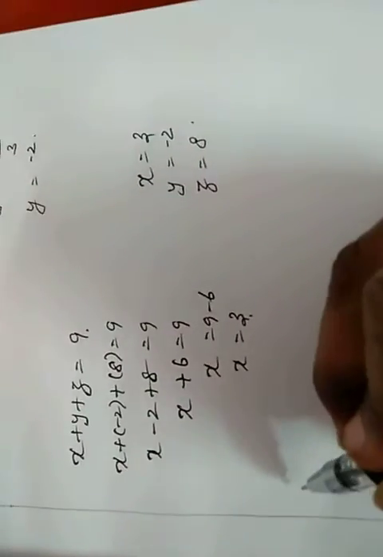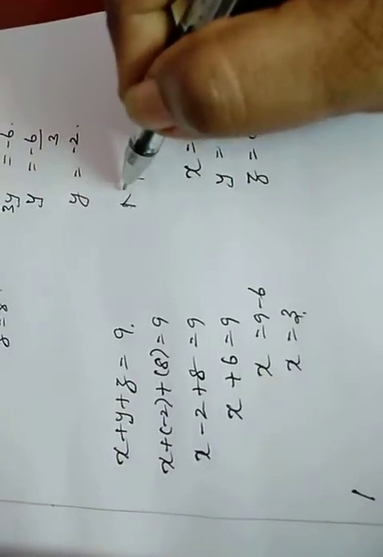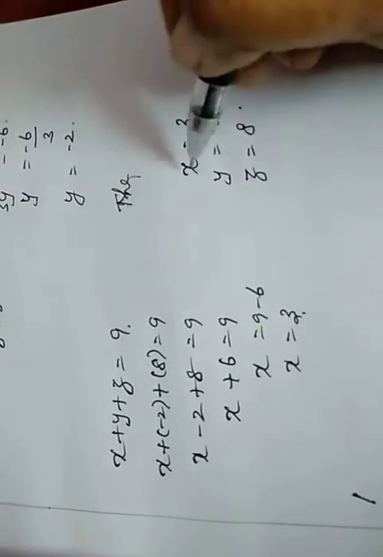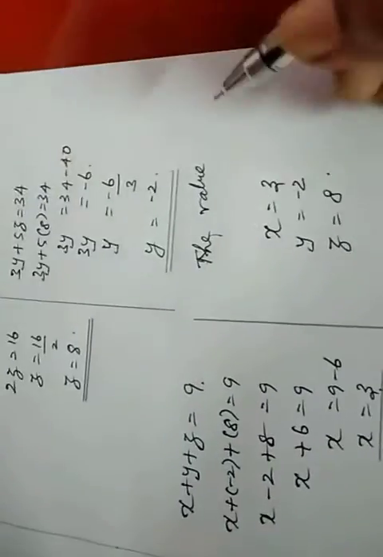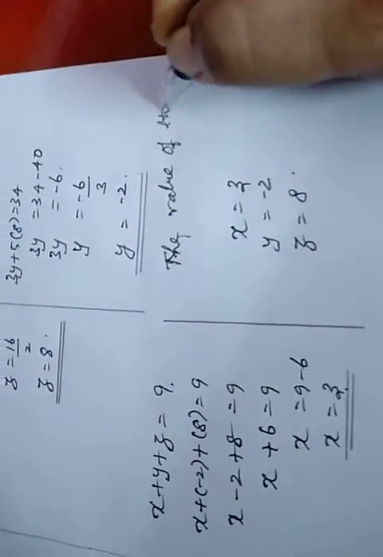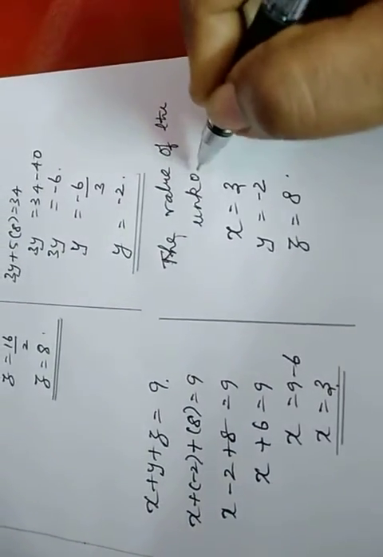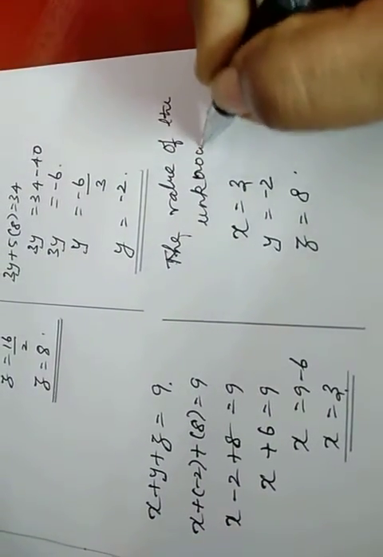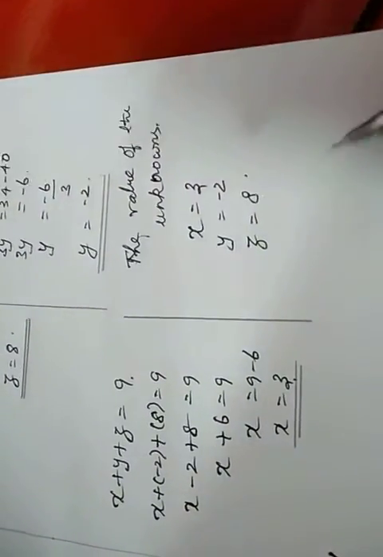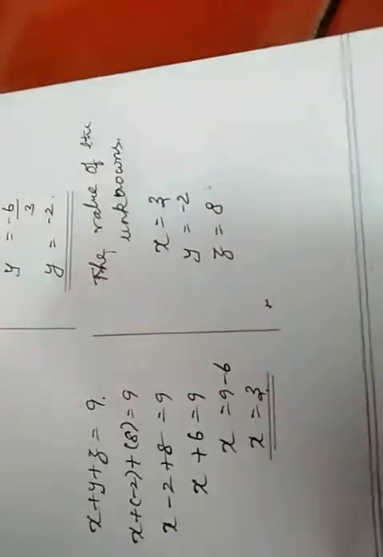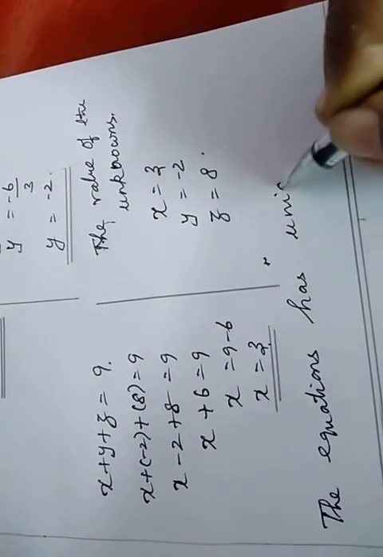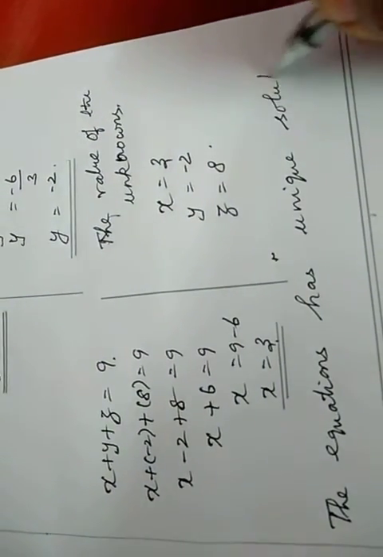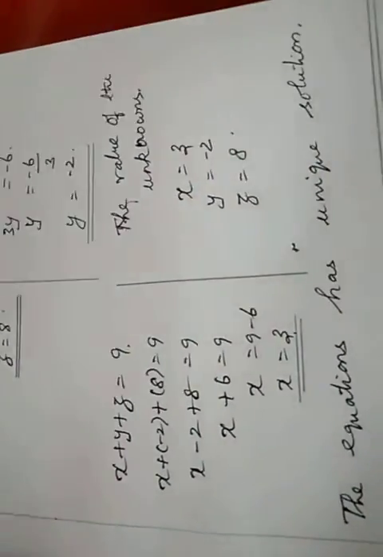So I have found out the values of the unknowns x, y and z. So I have got the answer. So the result is that the equation has a unique solution. Unique solution. That's all about sum number 3 in exercise number 1.1.